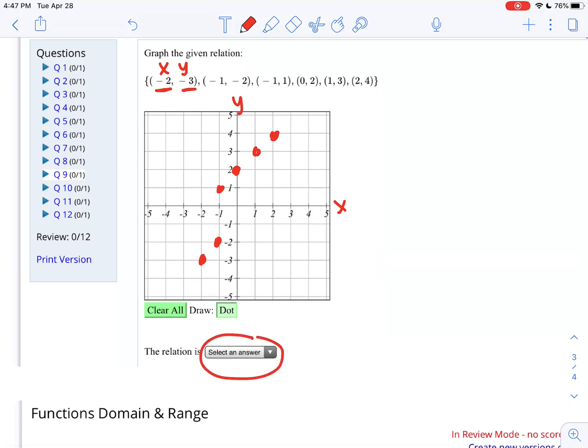And then it says the relation is a function or not a function. Well, remember the pencil test? Do you see how if I put my pencil like this, it crosses those points twice? If it crosses it twice, it's not a function.